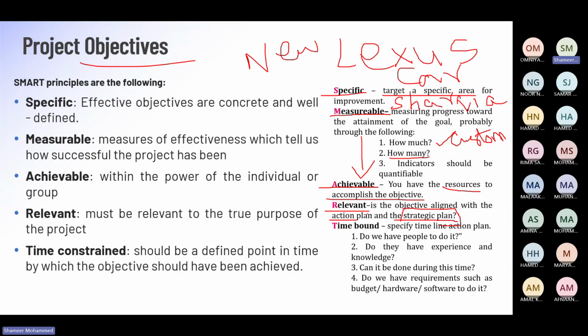I am not going to advertise about the tire I am selling or the battery I am selling. I am going to market the features of Lexus car, the new features, the new model of the car. That is relevant information I need to pass.